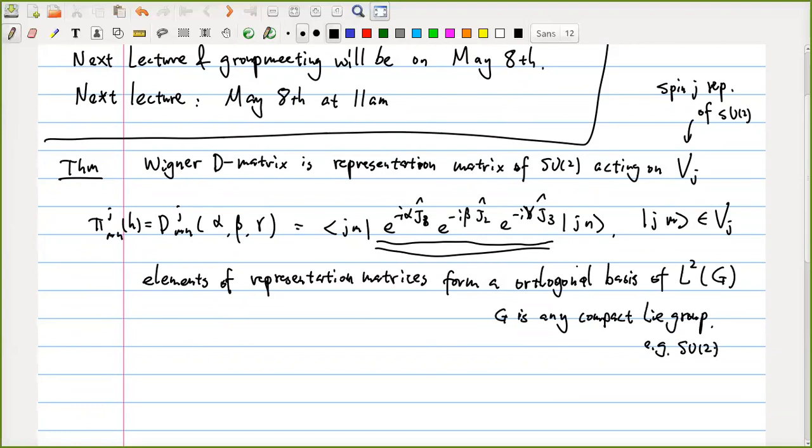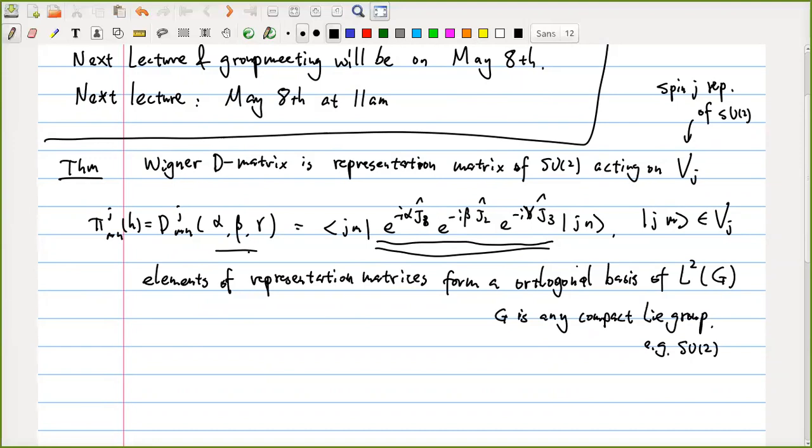Okay, so here why representation matrices are useful is that there's a general theorem saying that once you have representation matrices, the elements of those representation matrices are clearly functions, because a matrix is a matrix of numbers. But those matrices depend on alpha, beta, and gamma. So those elements are actually functions of alpha, beta, gamma, parameterizing the SU2 group. So the elements are functions of the group.